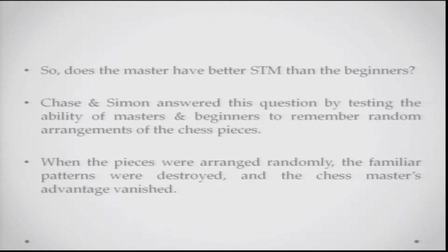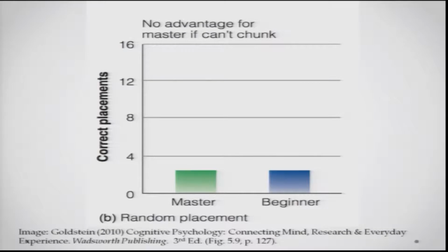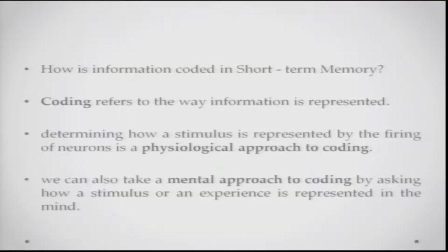So, you see here there is no advantage for the master if he cannot chunk on the basis of previous knowledge. That is pretty much what we all do when we are fed new information. Now, how do you feed in new information in short term memory? That is the third question one can ask. You feed in new information into the short term memory by a process called coding or encoding.